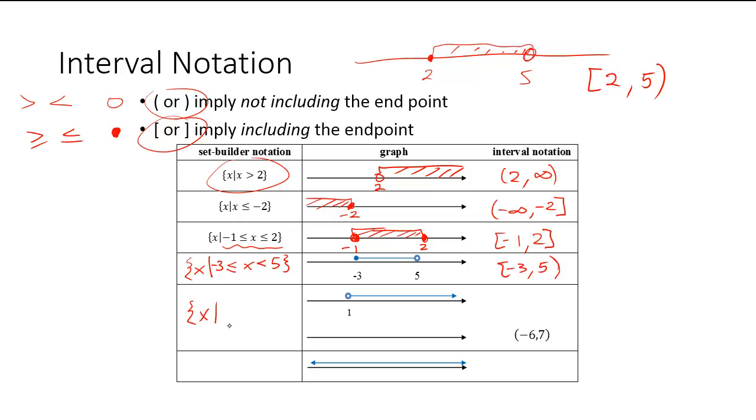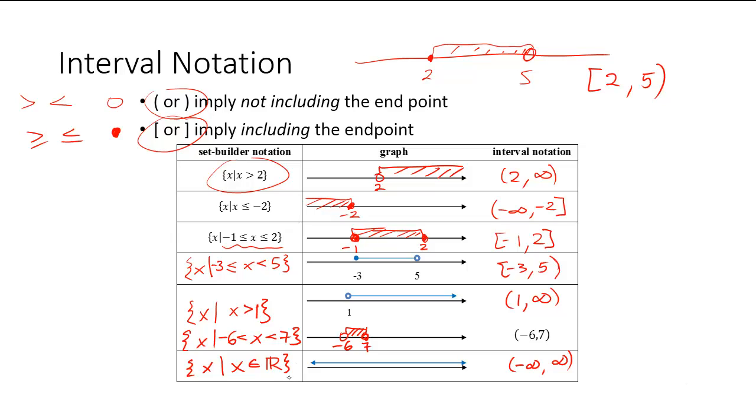X's that are greater than 1, 1 to infinity. -6 to 7, both open. X's are between -6 and 7, not including either. Now here, you've got everything from negative infinity to infinity, which means x's such that x's are in the real numbers.